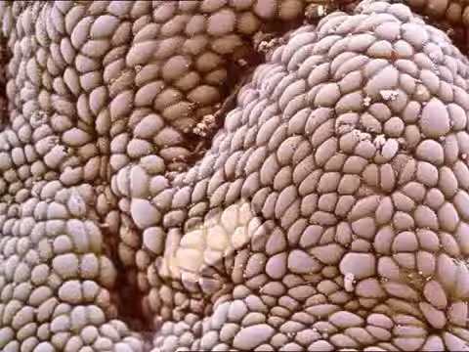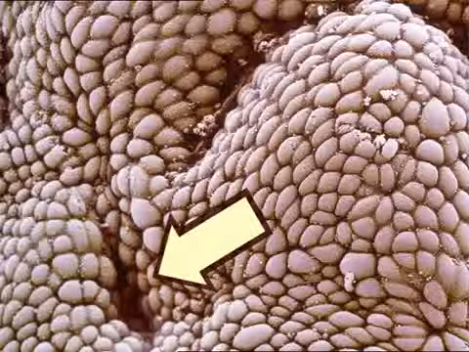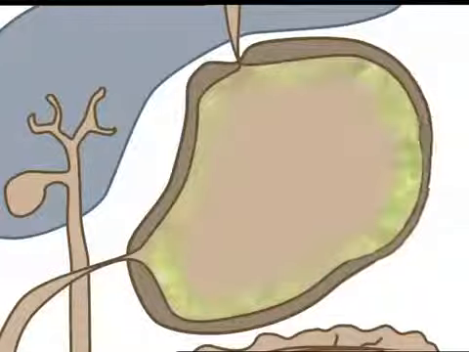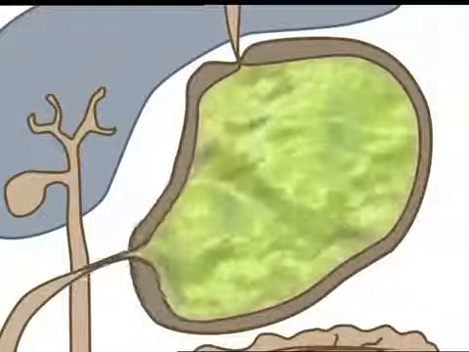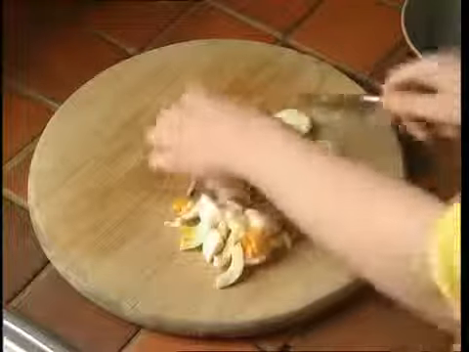In the folded lining of the stomach, there are many gastric pits. Each pit contains a gland which produces gastric juice. Gastric juice is acidic and contains the digestive enzyme pepsin. Pepsin works on protein, like in eggs.